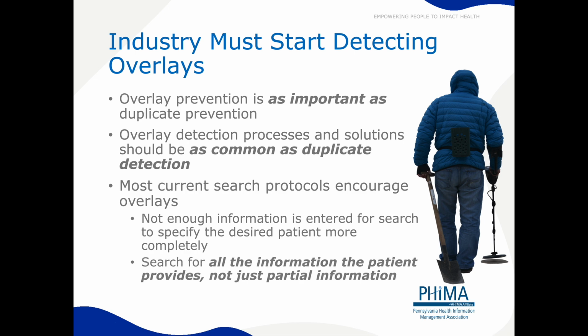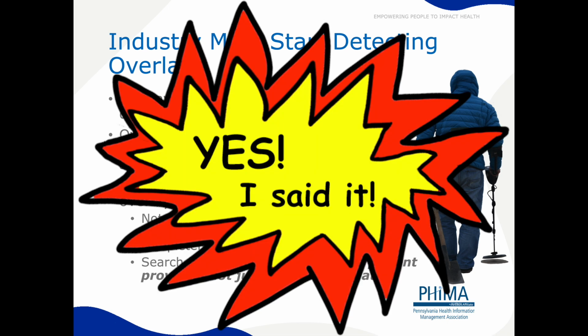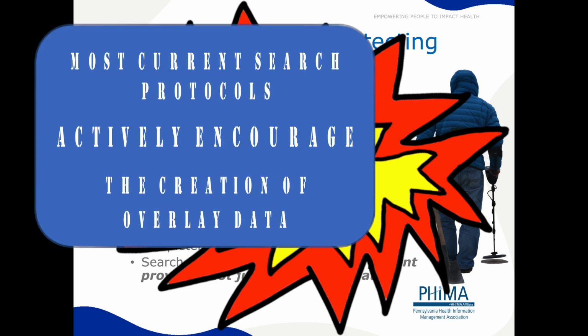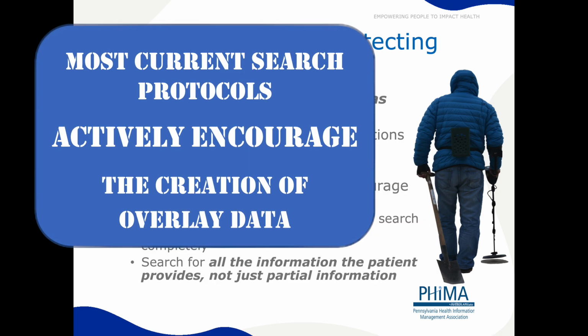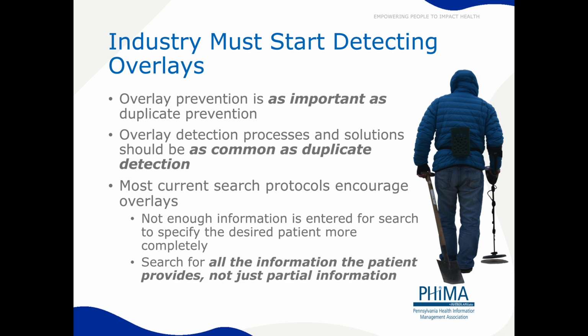Common search protocols today actively encourage overlays. Meaning we encourage people to type less rather than more, because if we type too much, these systems don't match. But in general, a better search solution would be allowing those looking for records to type as much information as they have.